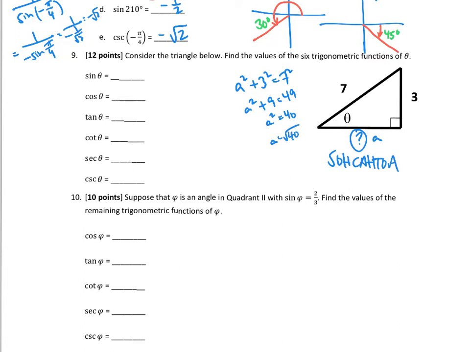So the sine of theta is opposite over hypotenuse, so that's 3 over 7. The cosine of theta is adjacent over hypotenuse, so that's the square root of 40 over 7. Tan of theta is opposite over adjacent, so 3 over the square root of 40. Cotan is the reciprocal of tangent, so flip that fraction over, square root of 40 over 3. Secant is the reciprocal of cosine, so that gives us 7 over the square root of 40. And then finally, cosecant is the reciprocal of sine, so that's 7 over 3.